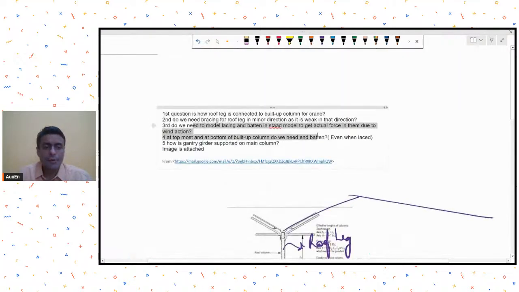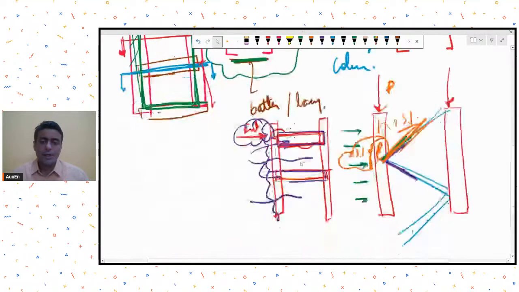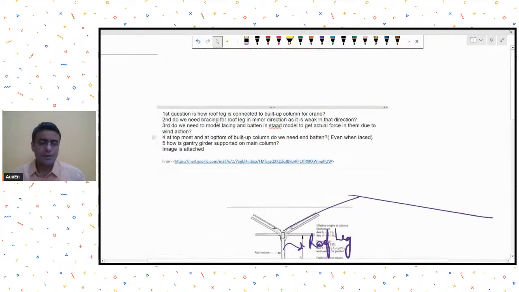So we will not model the lacing and baton in our analysis model, STAAD or ETABS, and we will do the calculations for forces like this. Once you get the forces, then you will assume that this lacing is under compression, calculate accordingly, and over here you will assume that this baton will be taking moments and shears. There are formulas given in the code which tell you how to calculate those moments and shears. Is it okay? Okay. So this was his question.